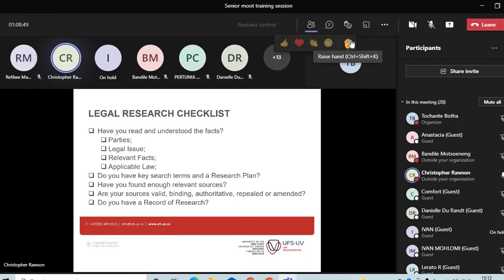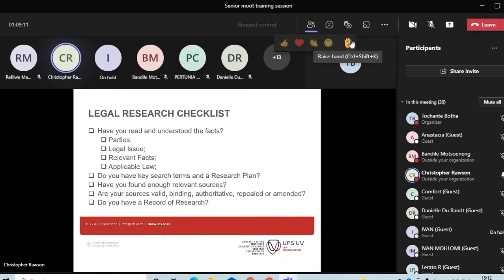You need to ask yourself, have you found enough relevant sources? Obviously, 20 sources is too much, but one source may not be enough. It really depends on exactly what kind of legal issue you're dealing with. You need to make sure that all your sources are valid, they're binding, they're authoritative, they haven't been repealed, and they haven't been amended.